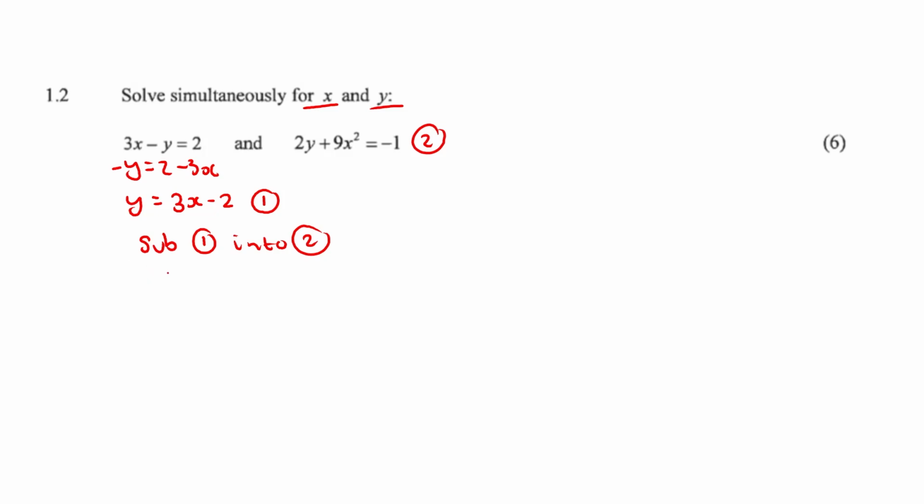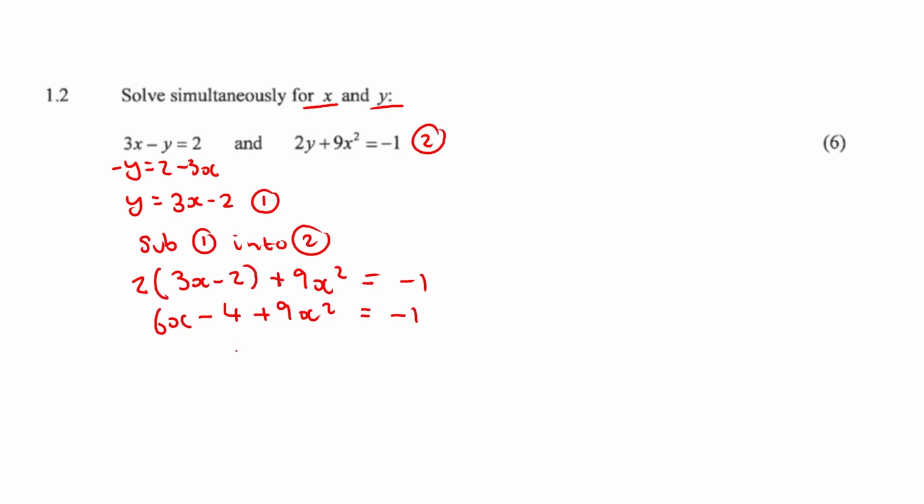And if we just sub it in, so 2, now we sub in these values here, 3x minus 2, close the bracket, plus 9x squared is equal to negative 1. We can simplify it now by distributing in the 2. So 2 times 3x is equal to 6x, 2 times negative 2 is equal to negative 4, plus 9x squared is equal to minus 1.